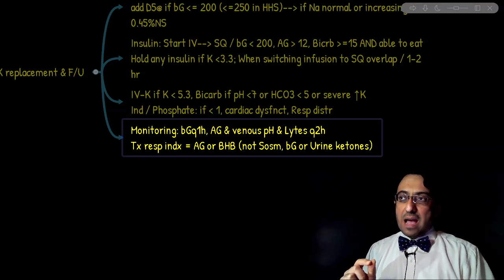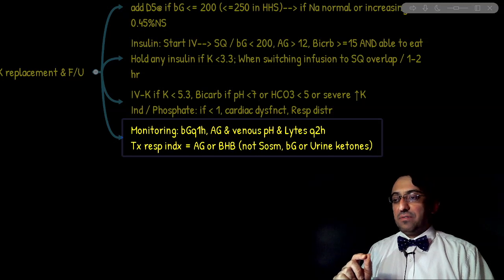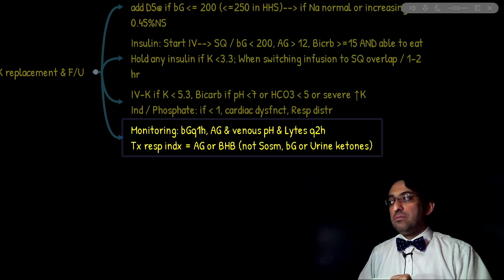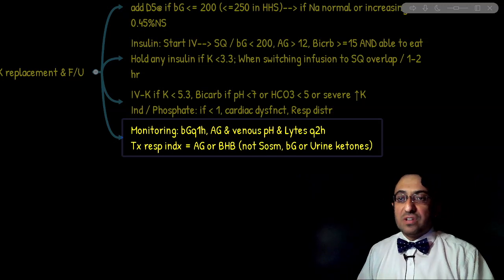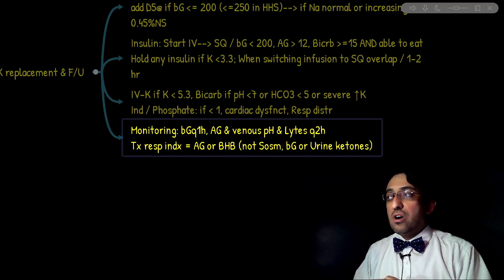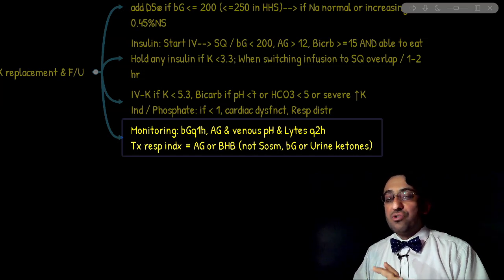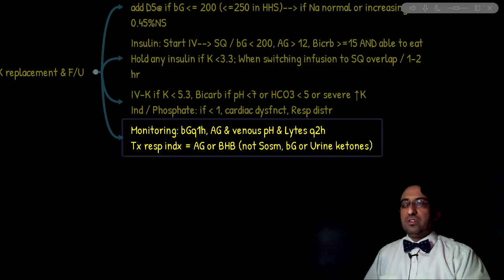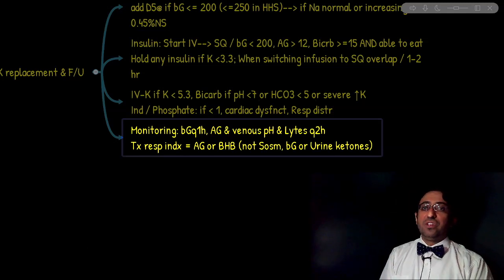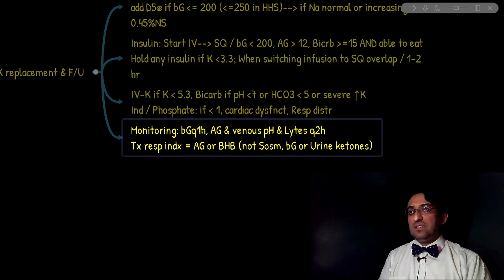With anion gap or evaluation of the levels of beta-hydroxybutyrate. True or false? Serum osmolarity is a good measure of treatment response. That's false. True or false? Blood glucose is a good measure of treatment response in the course of treatment of DKA. That's false. True or false? Urine ketones is a good measurement of treatment response in the assessment of DKA.